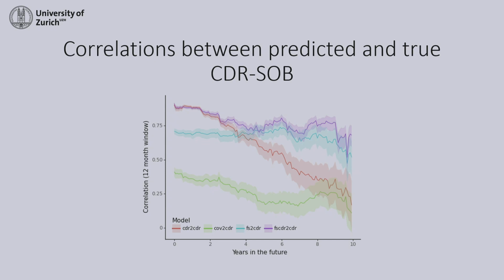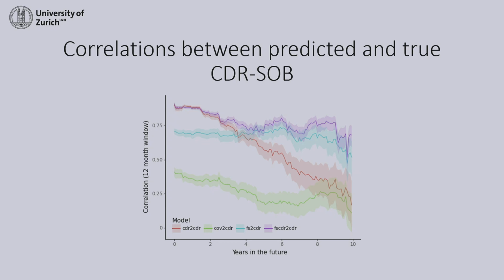But the CDR to CDR model, the red one, in shorter time windows, is actually better than having the FreeSurfer features, the MRI features. But that makes sense because CDR SOB does not really decline so fast. So it has an autocorrelation. Because of that, if you know my CDR score today, I am very sure you can guess what it's going to be tomorrow, or perhaps 1 year in the future, but perhaps not 10 years in the future.